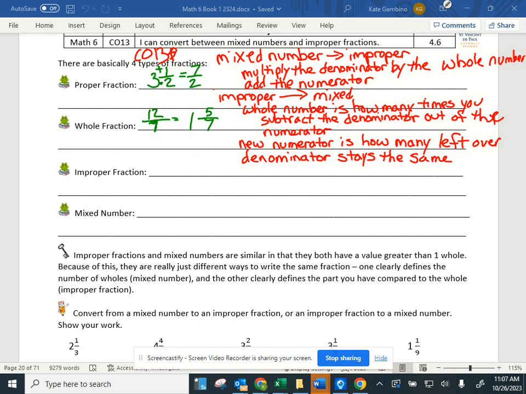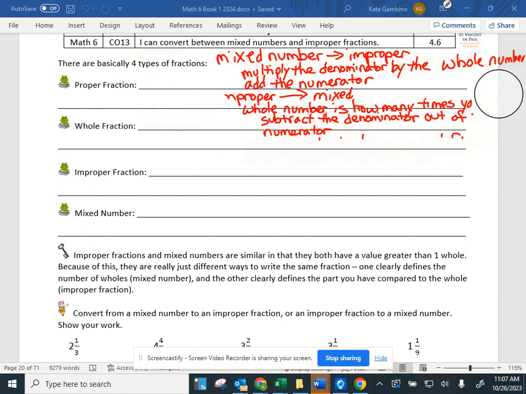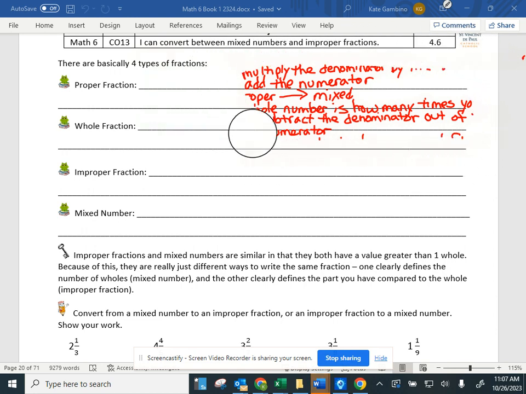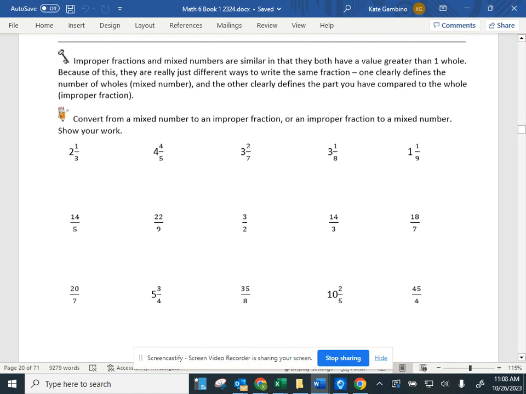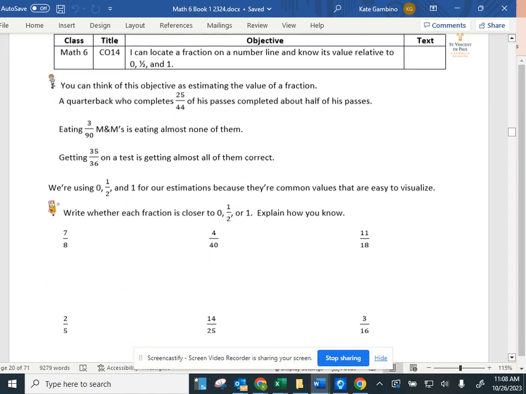All right. Again, if you didn't get it all written down, you can watch the video on your own to fill in what you have missed. CO14.